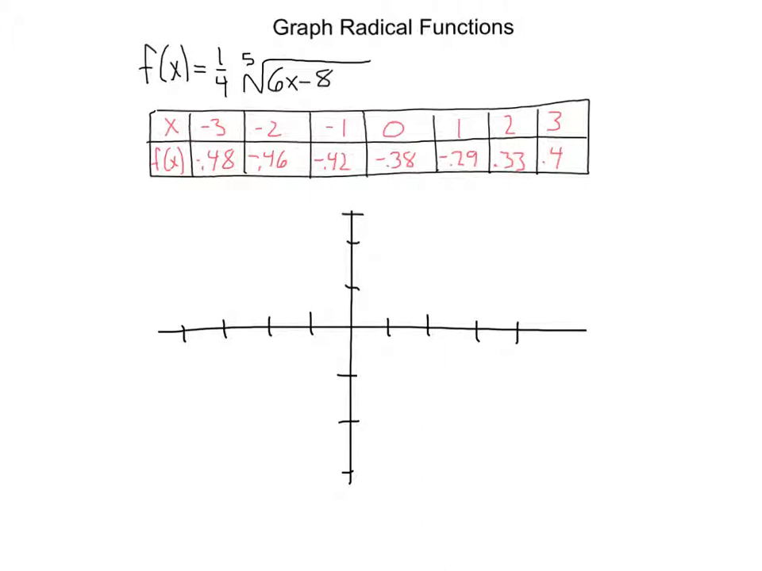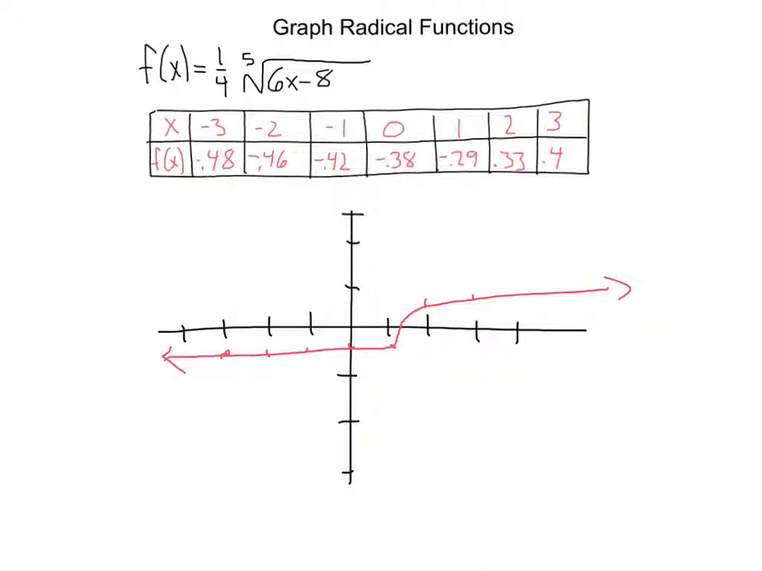I've got these points ready. We've got -3, -0.48, -2.46, -1, -0.42. It's slowly creeping up. We've got 0, -0.38, 1, -0.29. Then we get to 2, that gives us 0.33. And 3 gives us 0.4. And our graph is going to look something like this.